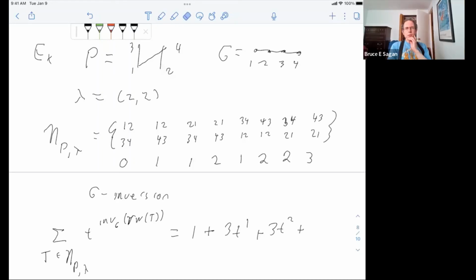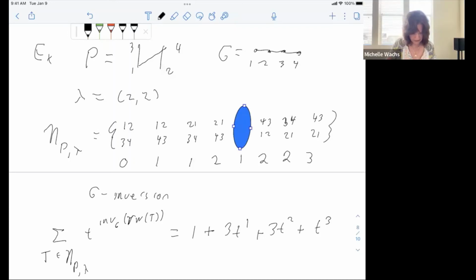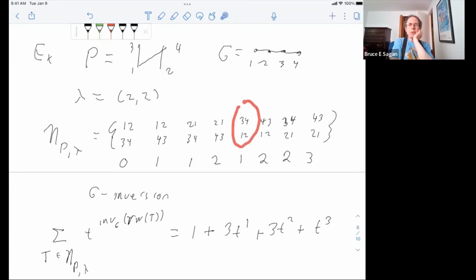Michelle, I'm confused. Can you help me? For the 3, 4, 1, 2 tableau, the fifth one in, when the row word is 3, 4, 1, 2. Oh my goodness. Okay, yes. So 3, 4, and 1, 2 are definitely not inversions, and 4, 1 isn't an inversion either because there's no edge between 1 and 4. Or am I missing something?